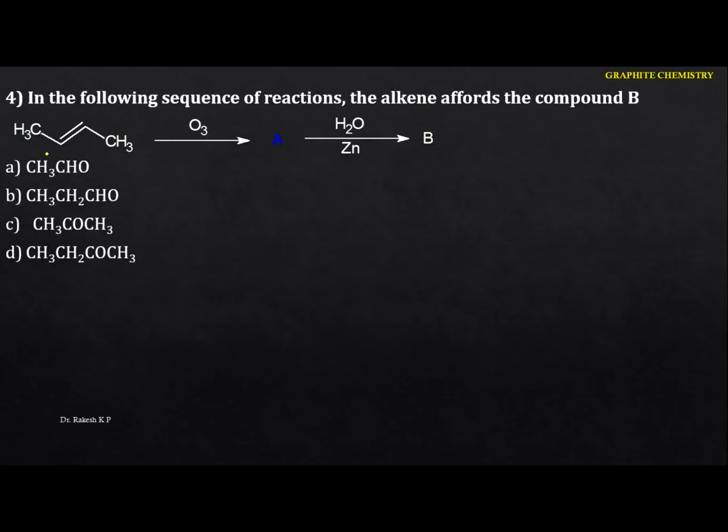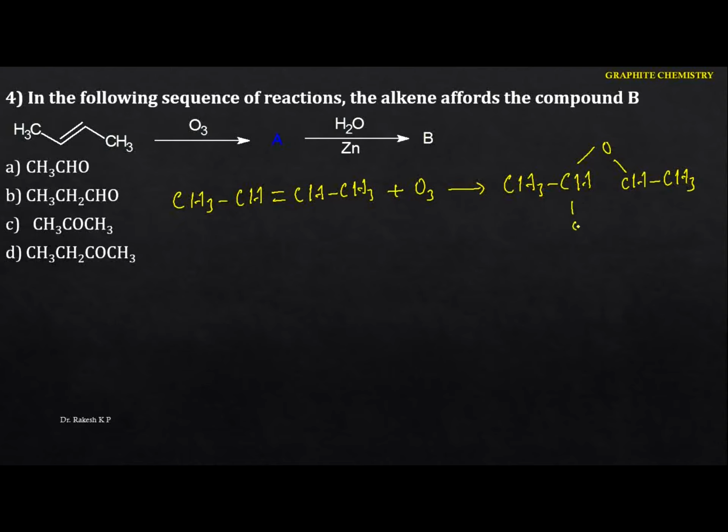In the following sequence of reactions, the alkene offered the compound B. Let me write the particular alkene here. We have 2-butene, CH3 CH double bond CH CH3. Whenever it reacts with ozone, it forms the respective ozonide. The respective ozonide here is this one. It is a monoozonide. Why do we get the monoozonide? Because we have only one double bond.